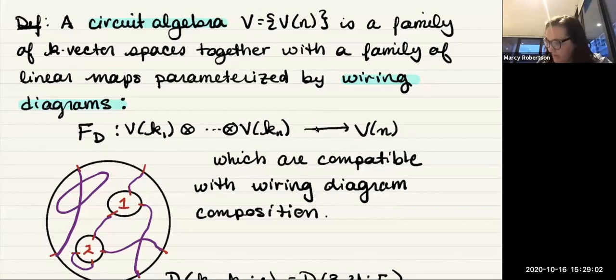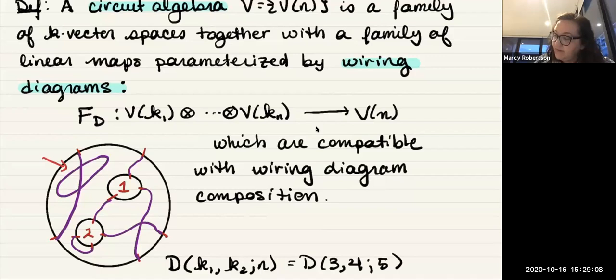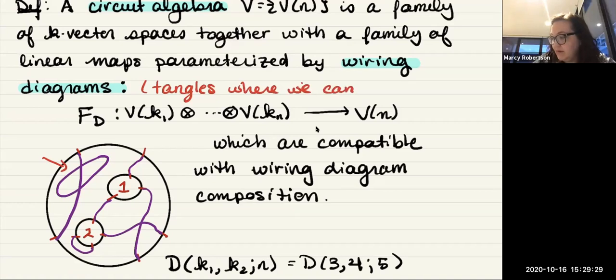I can slow down a little. All right, so I have a family of vector spaces, or just sets, if you want, together with a family of linear maps, parameterized by now wiring diagrams. So these are tangles, where we replace embedded, where we can immerse, I guess, the one-manifold.